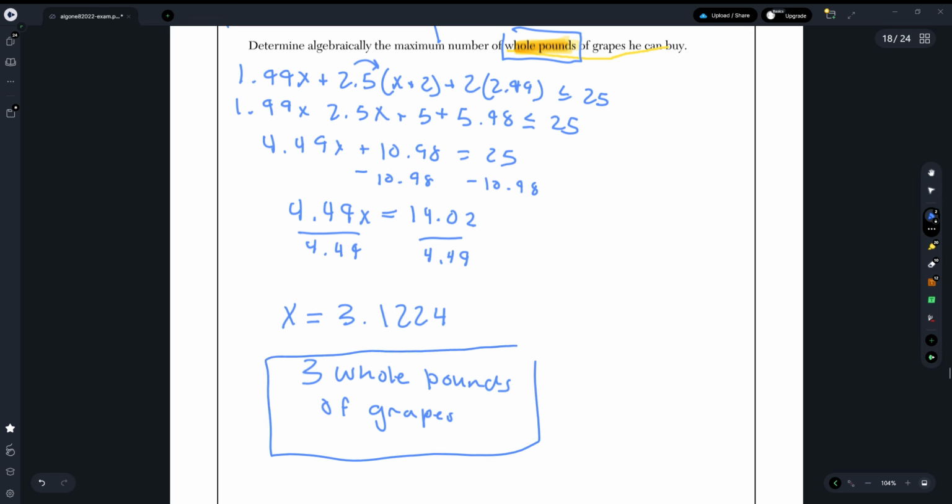That's it. Right, asking us for the whole pounds. We're not going to write down 4 because 4 is way bigger than what we have. So he can buy 3 and he can buy a couple extra, but he's just asking us how many whole pounds. 3 is the answer.